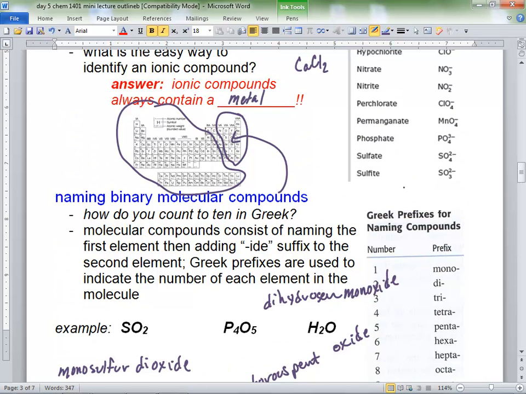So there's 2 games in town. Either you have to count to 10 in Greek and name these compounds, right? Name the first element and the second element add IDE. Use the Greek prefixes to tell you the number of those elements. But you only play this game if you don't see a what? A metal. You don't see a metal? Yeah, there's nothing there to create positive and negative. But if you do see a metal, just name the cation and then the anion. Okay?